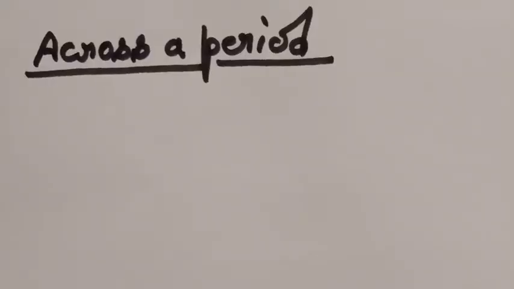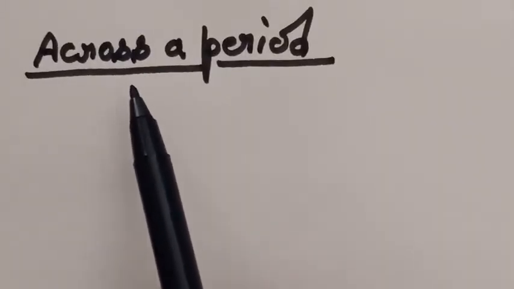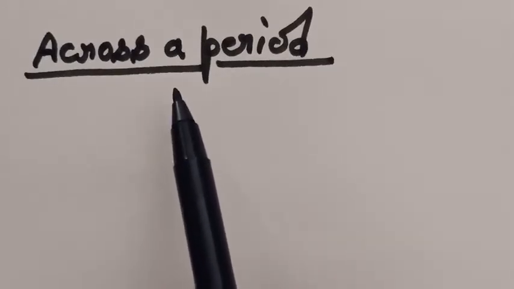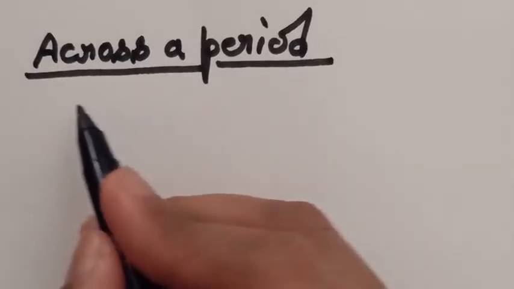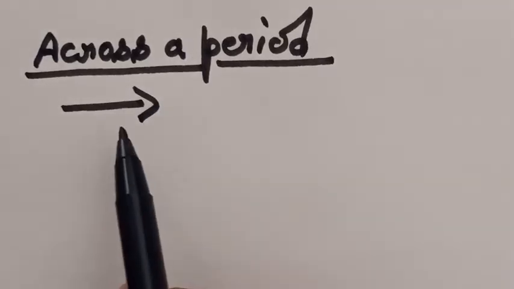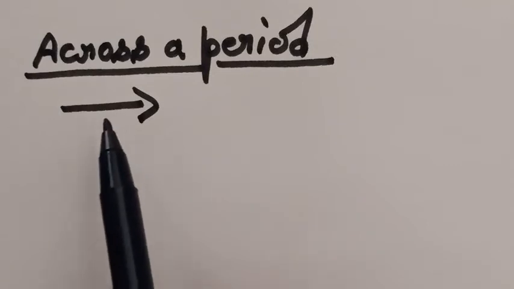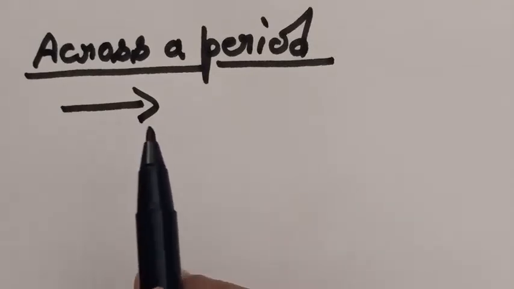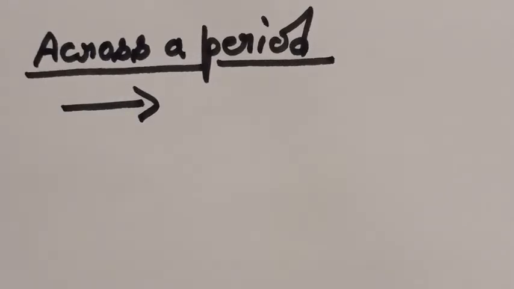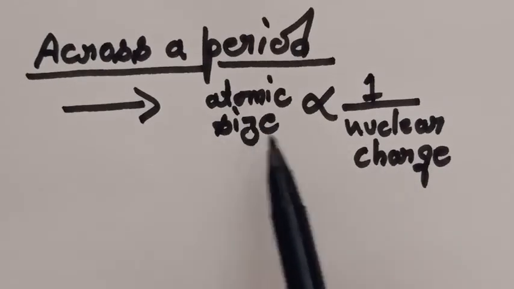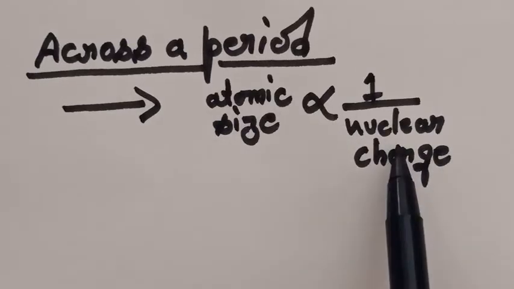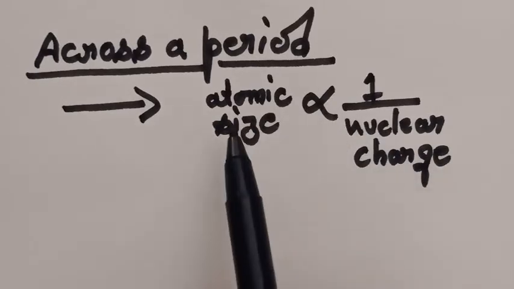So student, what is the effect on atomic size while moving across a period? The atomic radii gradually decrease as one moves from left to right in a given period. When we move left to right in a period, the atomic size decreases due to the addition of one proton, which increases the nuclear charge. As atomic size is inversely proportional to nuclear charge, if the nuclear charge increases, the atomic size decreases.